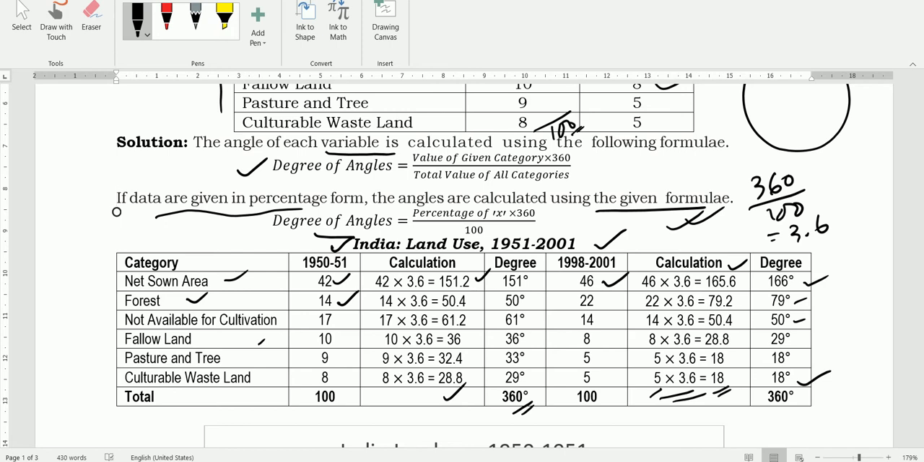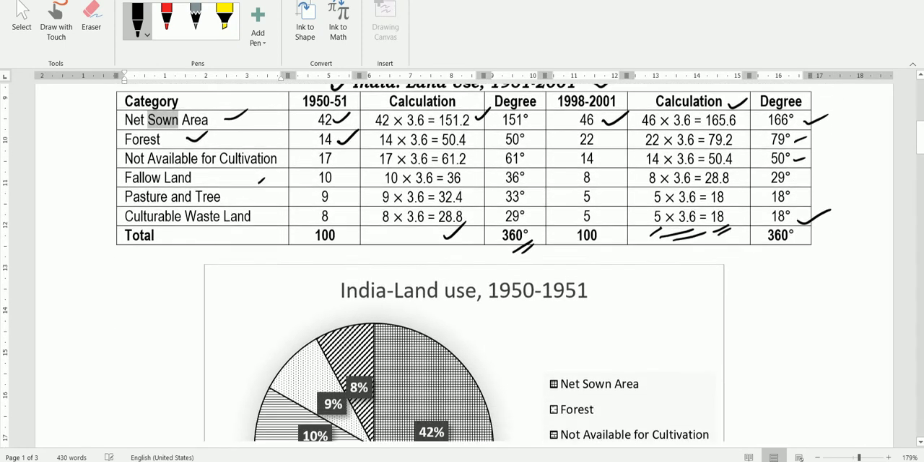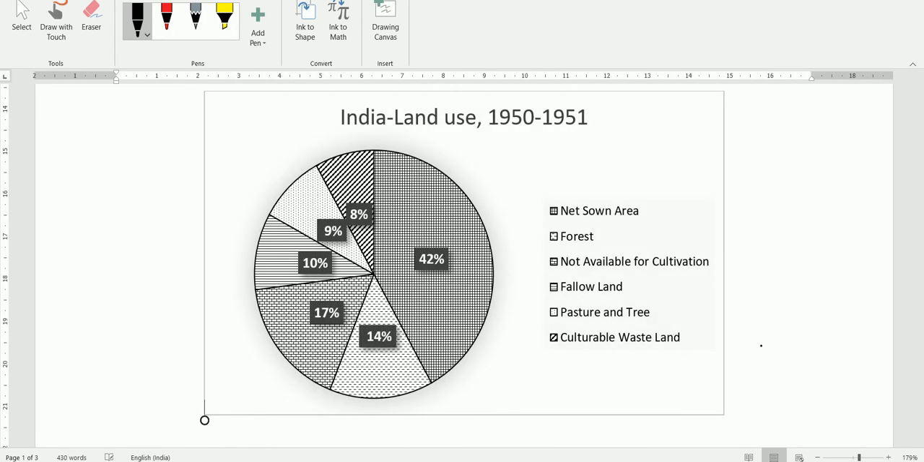In this way you have to calculate the angles for each category, and here this is the pie diagram. Don't forget, we have to give the title, India land use 1950-51. We have to draw two pie diagrams, since the data given here is for 2 years.